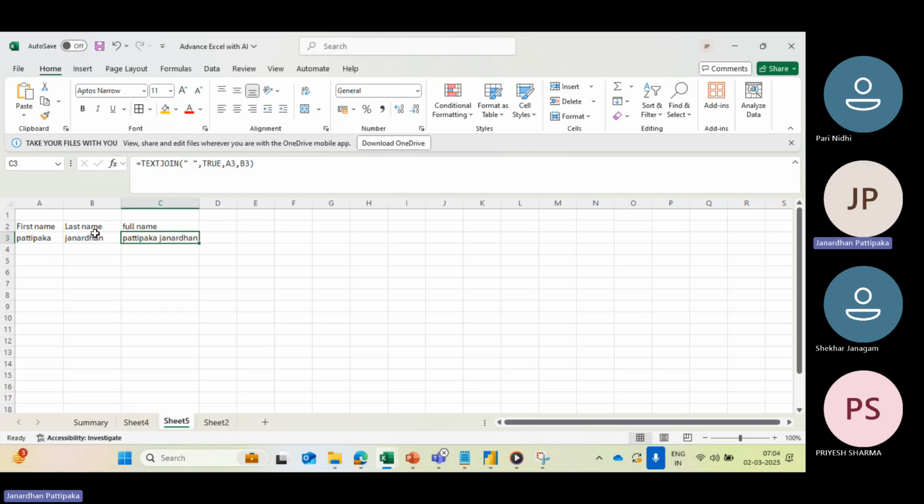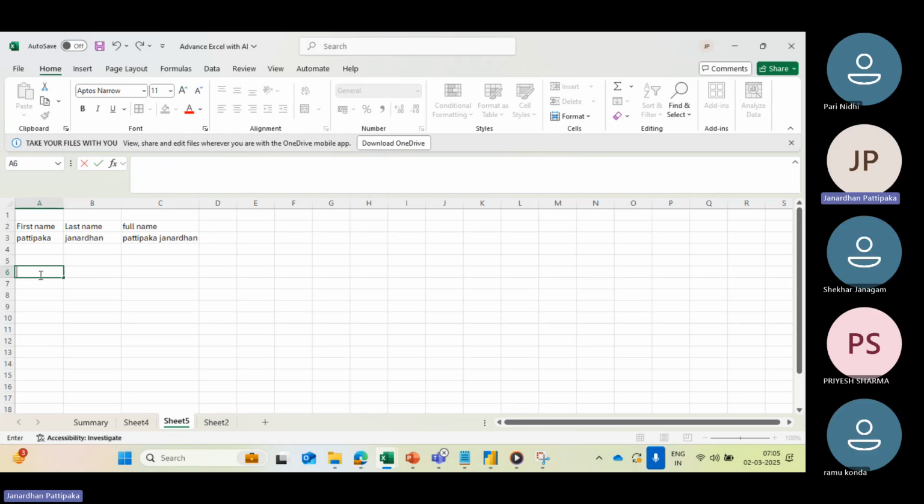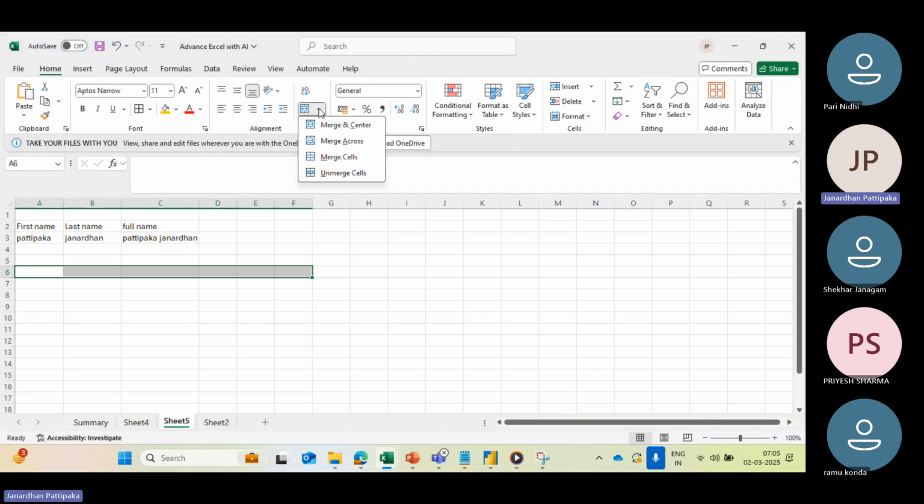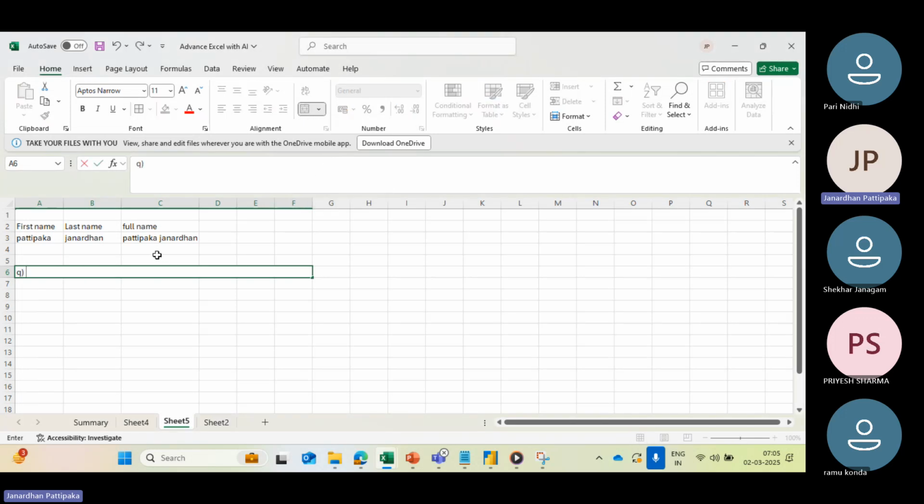Now, I will give another requirement. So what is the question that I'm giving here? Let us solve one question. I will try to merge some cells. I want to select these cells and merge them. How to merge the cells? You need to click on merge across, merge and center, or simply merge cells. Now, what is the question that I am giving to you?